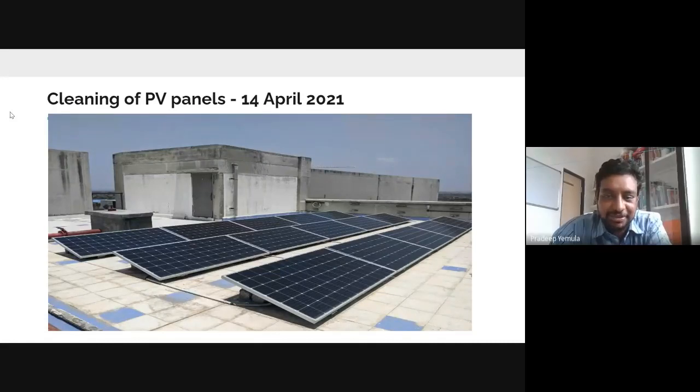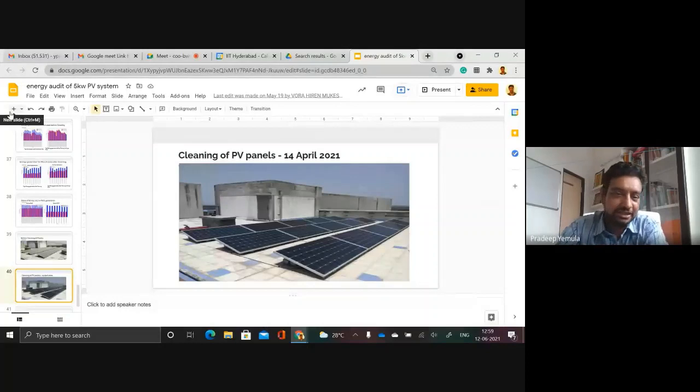So any other campus have solar panels with them? Okay. So I think then, shall we now end the second session?